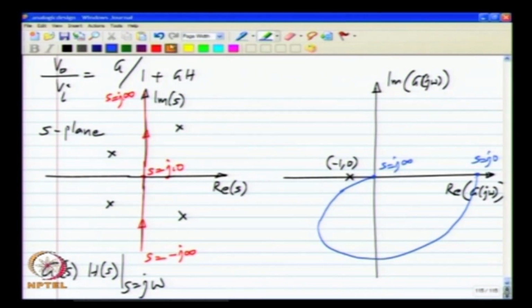Now, we also have the remaining part of the curve which is from S equals minus j infinity to S equals j 0. And it turns out that this will be exactly the mirror image of this curve about the x axis, okay. It will look like that.